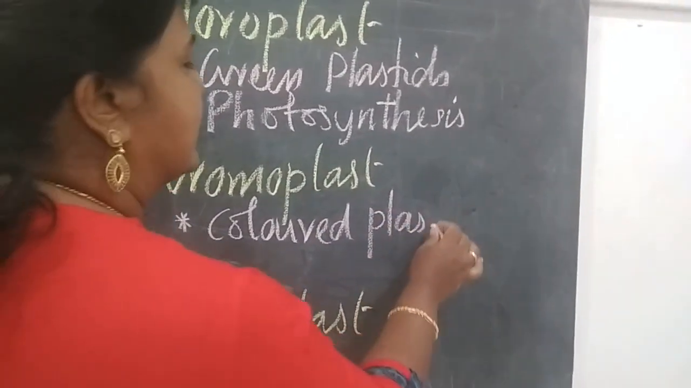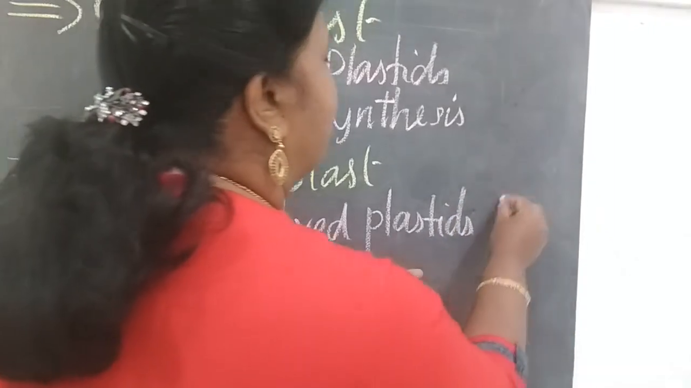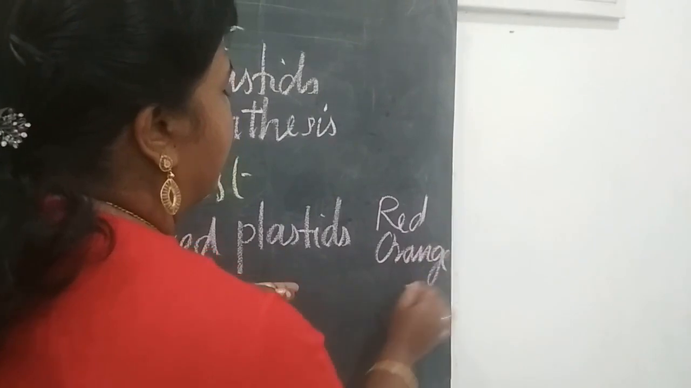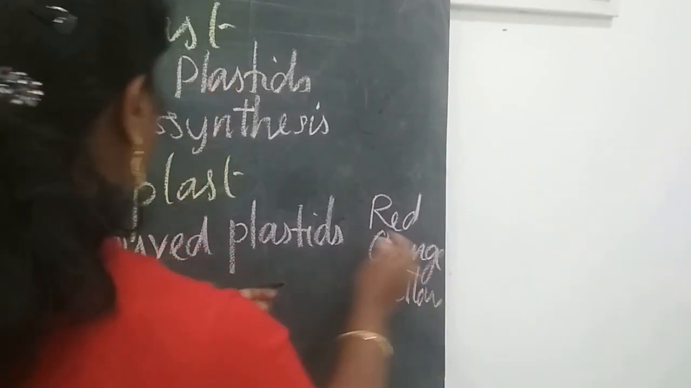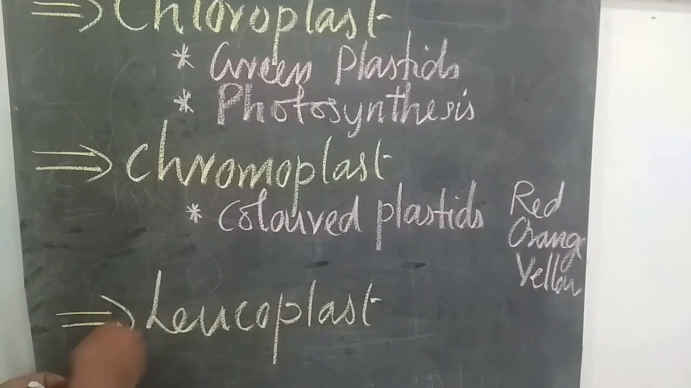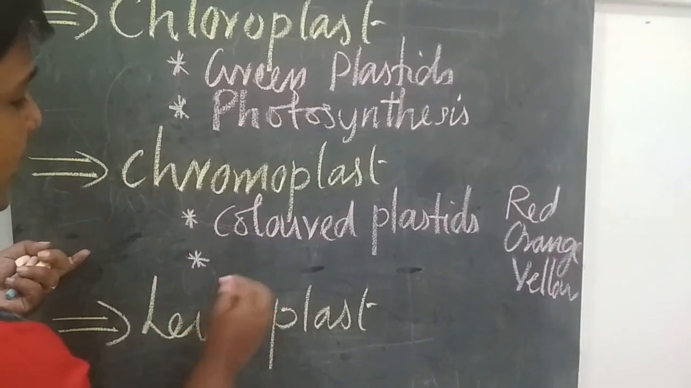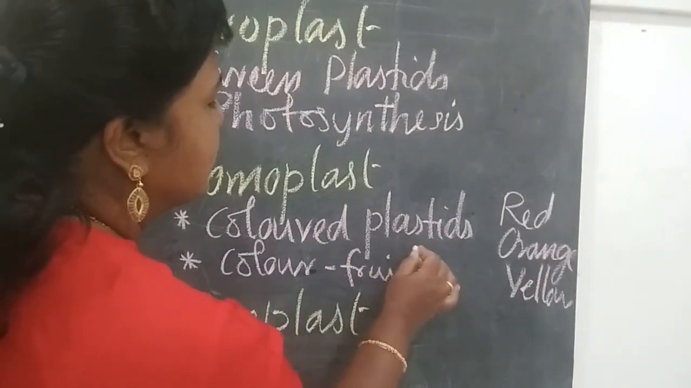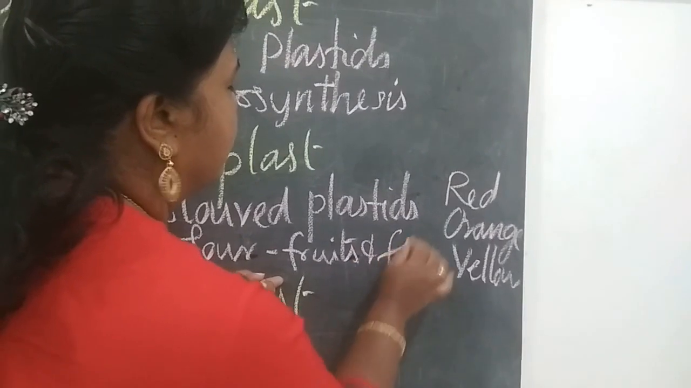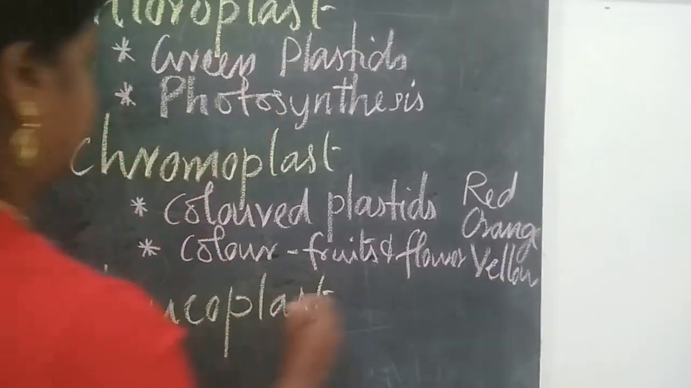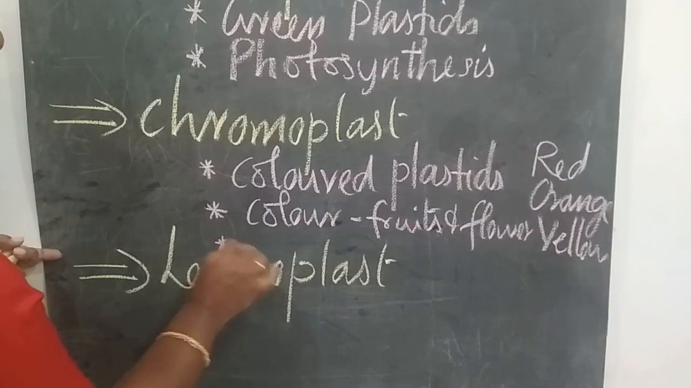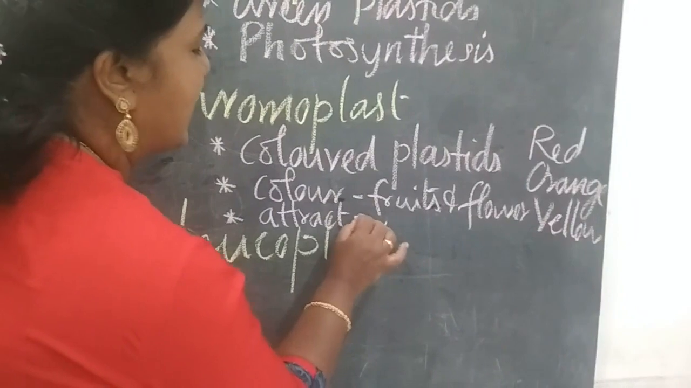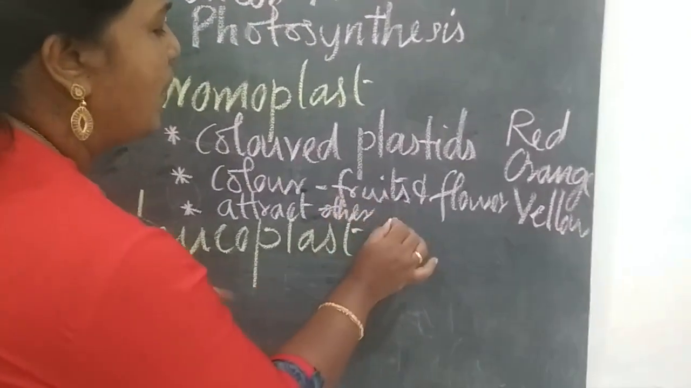Next, chromoplasts are the colored plastids. They may be red, orange, yellow, likewise. They give color to the fruits and flowers. Again, chromoplasts attract other organisms for pollination.